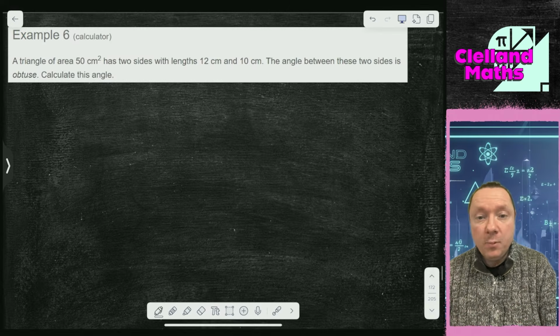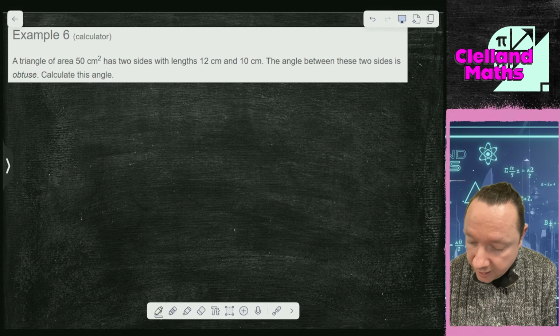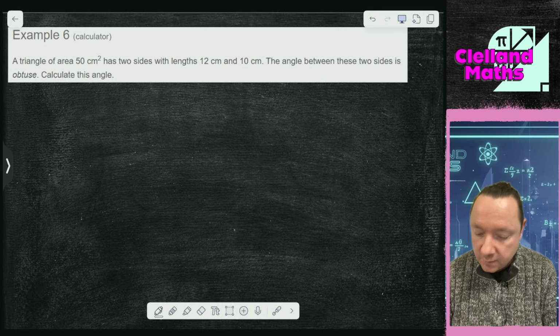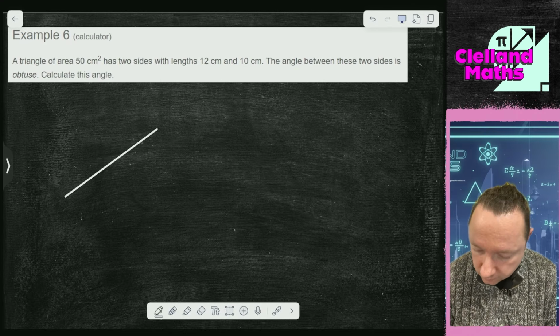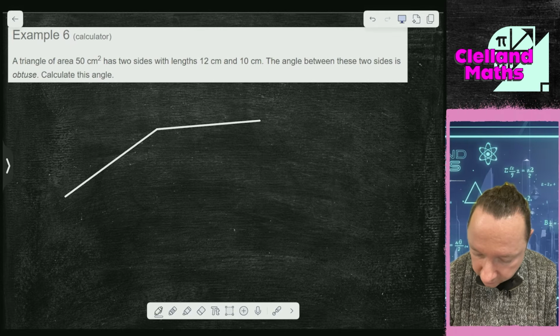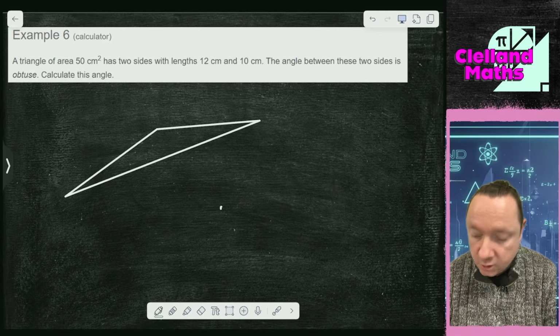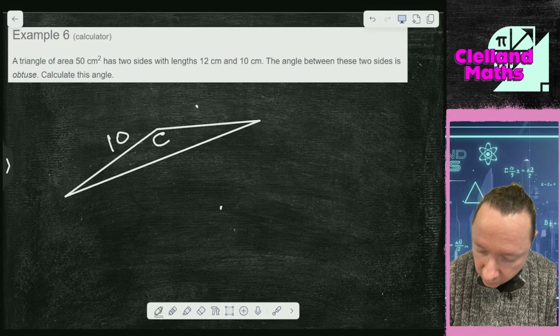And we're done there. Example 6. A triangle of area 50 has 2 sides, 12 and 10. The angle between the 2 sides is obtuse. Find the angle. Looks like the same question as example 5, but it is not. So you've got a triangle. So let's say we had something like that. To give me an obtuse angle here, let's call that C, and let's call that 10 and 12.